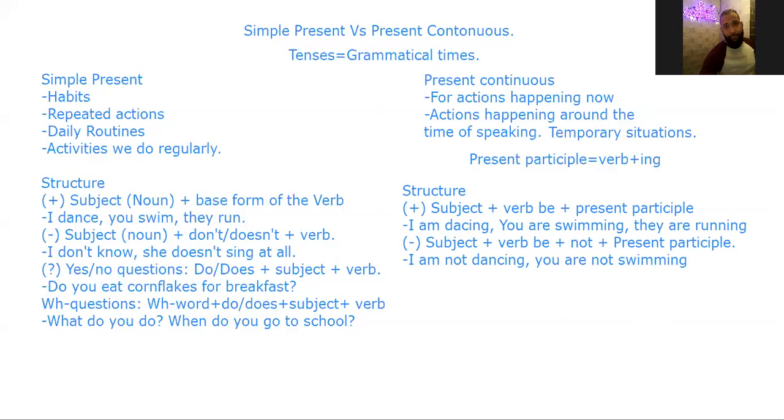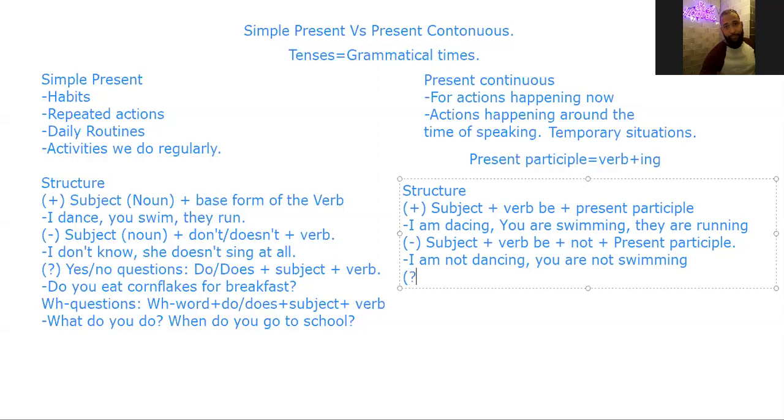So when I say you're not, you can also use the contraction. Remember that. When I say verb to be plus not, you can use the contraction. That goes without saying. You are not swimming, I am not dancing, etc. That is present continuous. Keep that in mind.